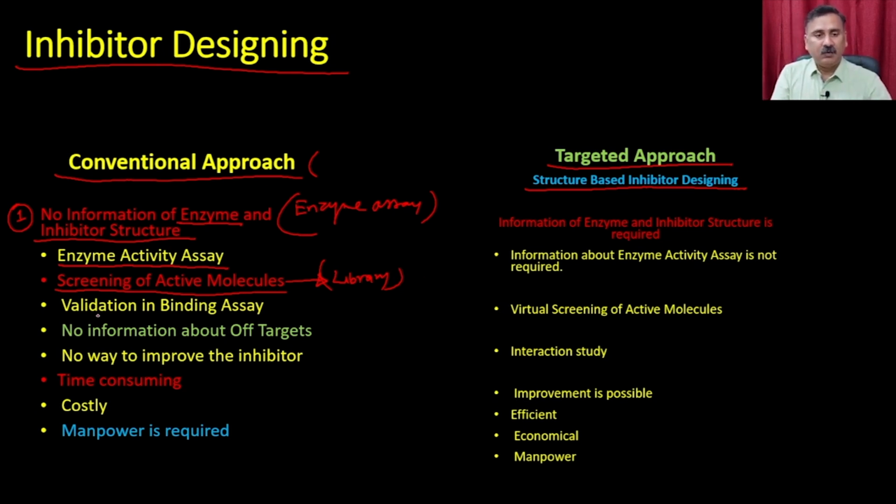Okay, then you require the validations in the binding assays, and one of the major drawbacks is there will be no information about the off targets, right? So if it is enzyme 1 for which you are screening, it could be possible that it may be affecting enzyme 2, and this enzyme 2 could be useful or could be good for the host.